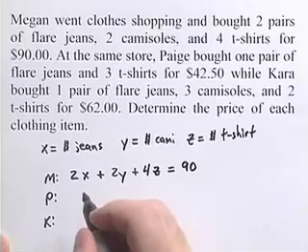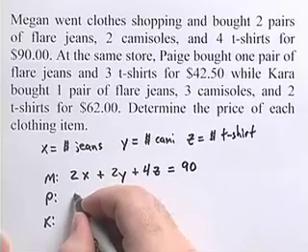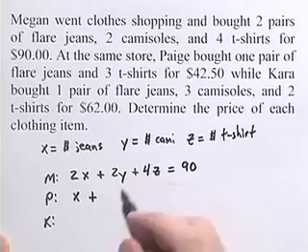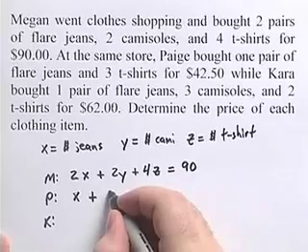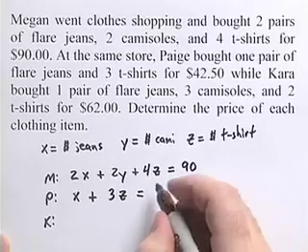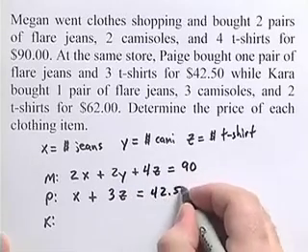Paige bought 1 pair of flare jeans, so she spent x dollars on jeans, plus she bought 3 t-shirts, so that's plus 3z dollars, for a total of $42.50.